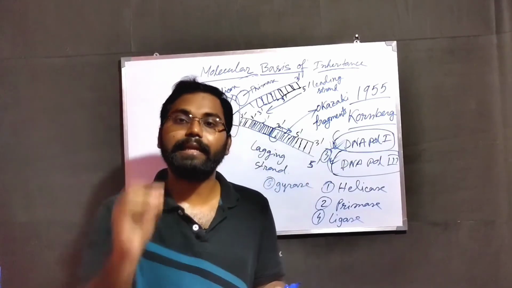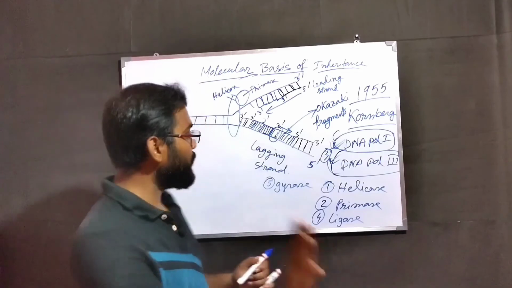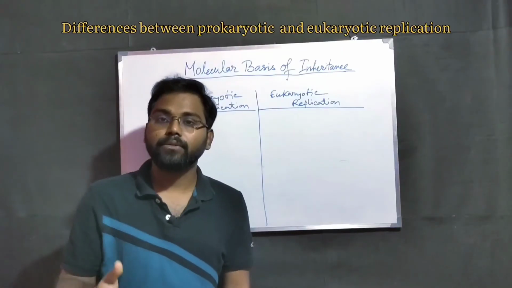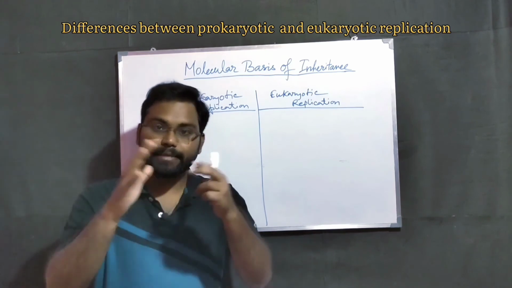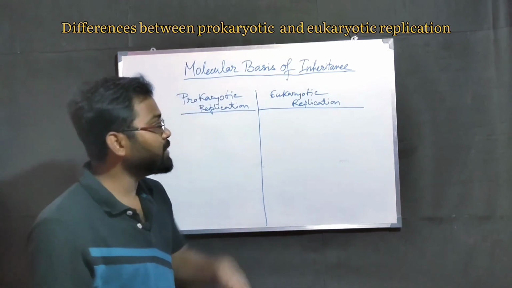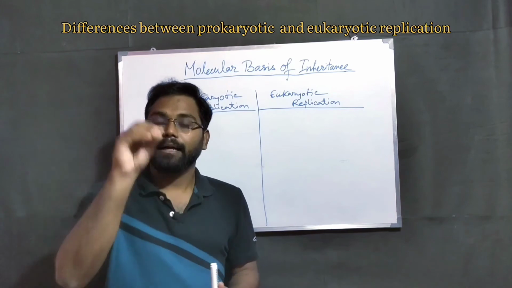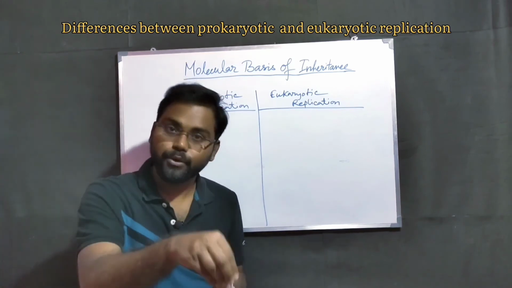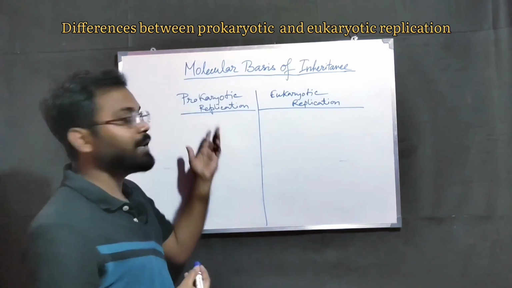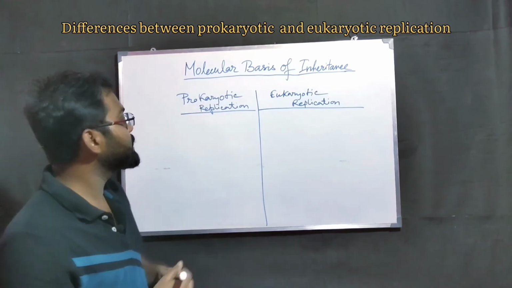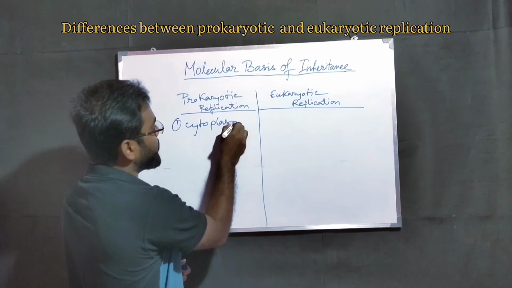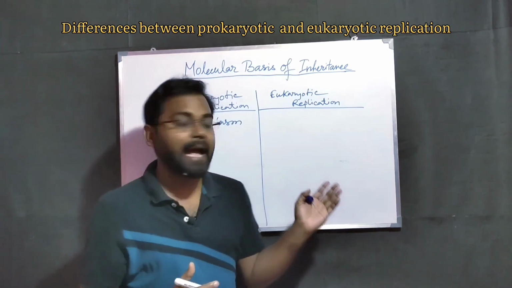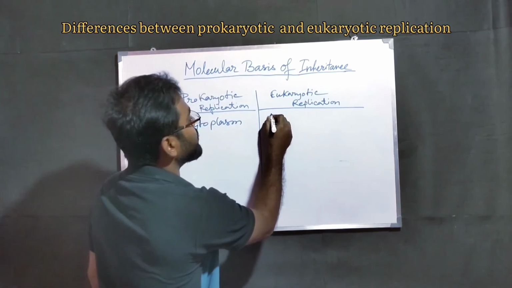It is similar in eukaryotes, but there are some differences. As we know that a prokaryotic cell has only a single circular DNA in its cytoplasm, and the eukaryotic cell has chromosomes in its nucleus. So DNA replication in prokaryotes occurs in the cytoplasm. But in eukaryotes, it happens in the nucleus.